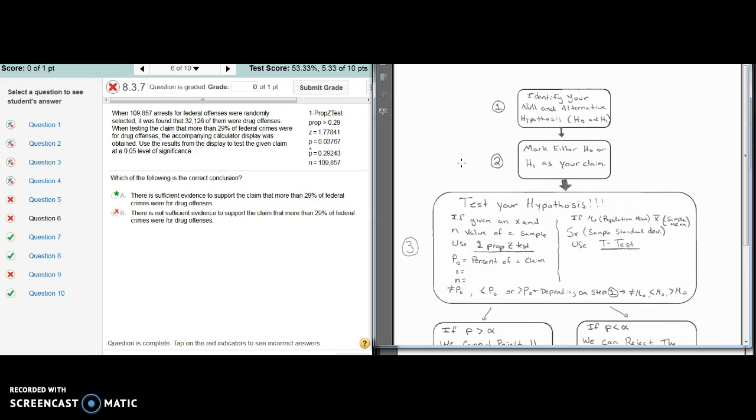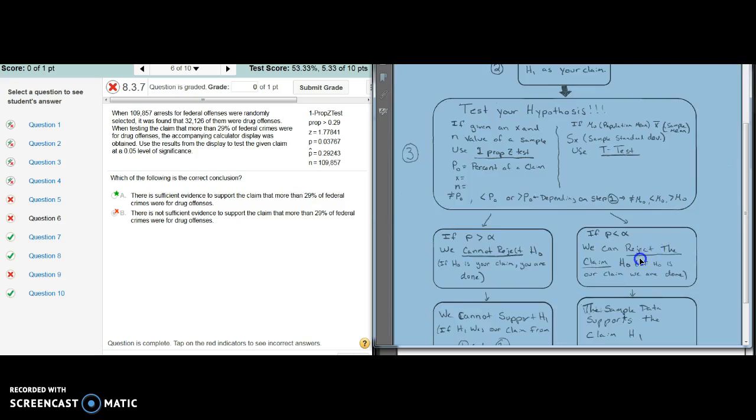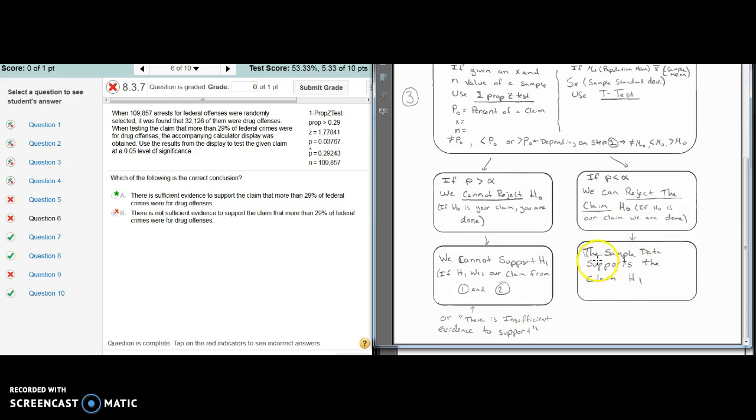So let's test that. Let's see what's going on. I got a 0.03, right? Is that greater than 0.05 or is that less than 0.05? Well, our p-value is less than, right? So if our p-value is less than alpha, we are going to reject H0. So we are going to support H1.